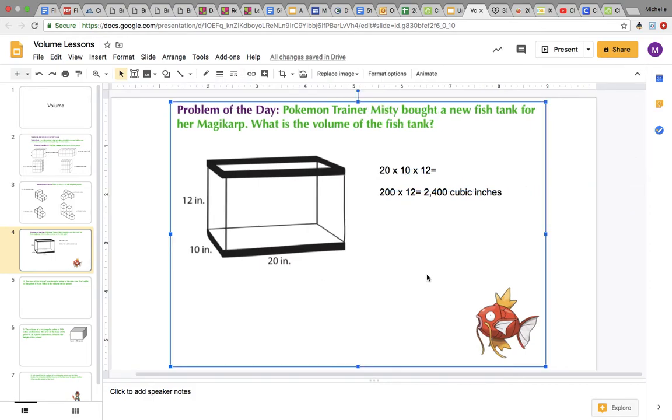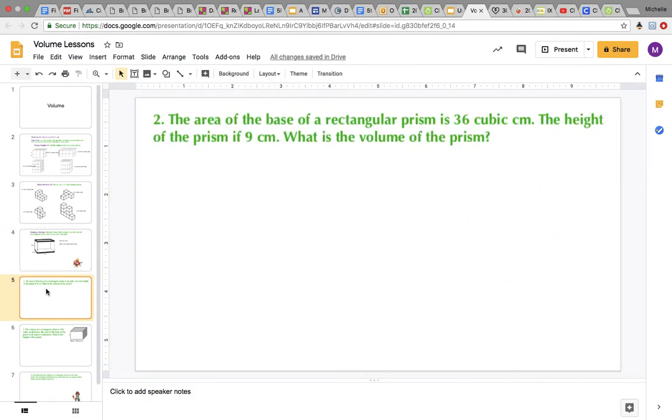All right, let's keep going. The area of the base now of a rectangular prism is 36 cubic centimeters. The height of the prism is 9 centimeters. What is the volume? Go ahead and pause this video and try and solve this problem.